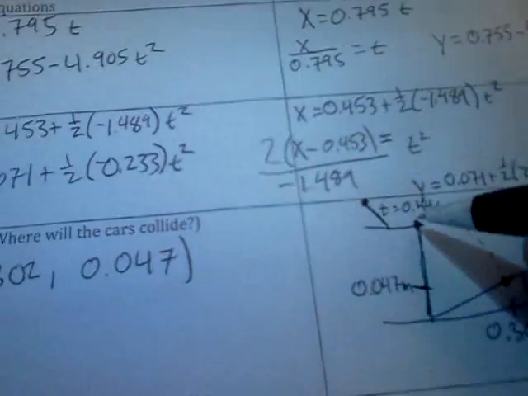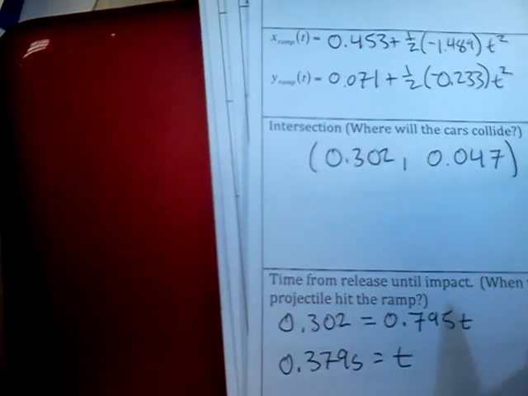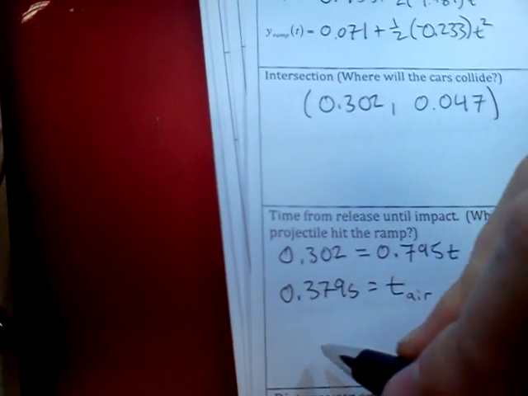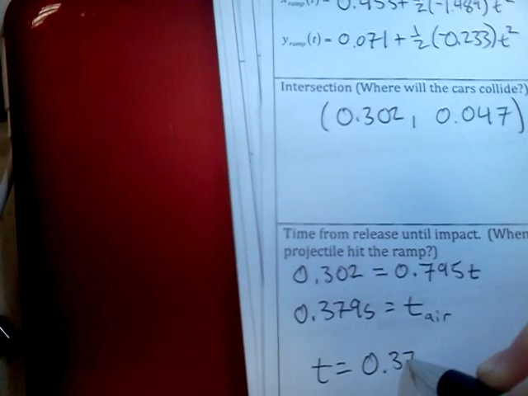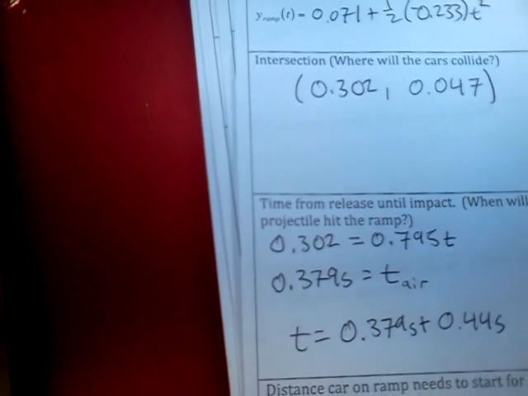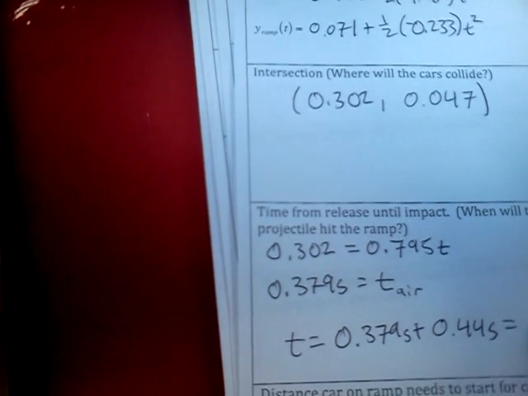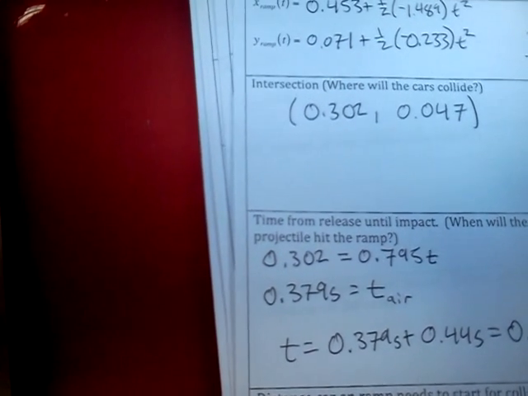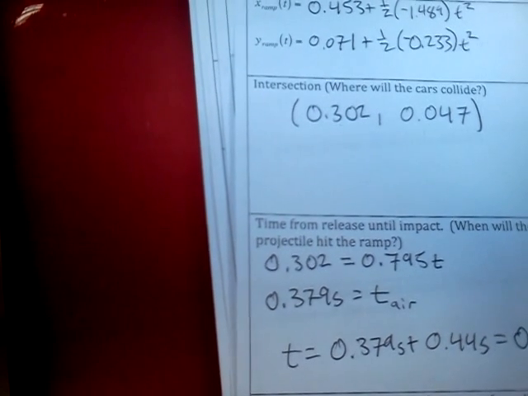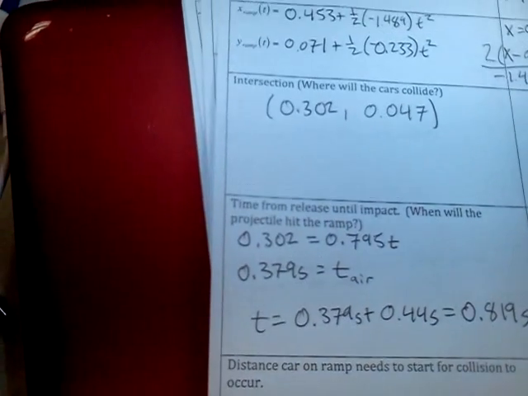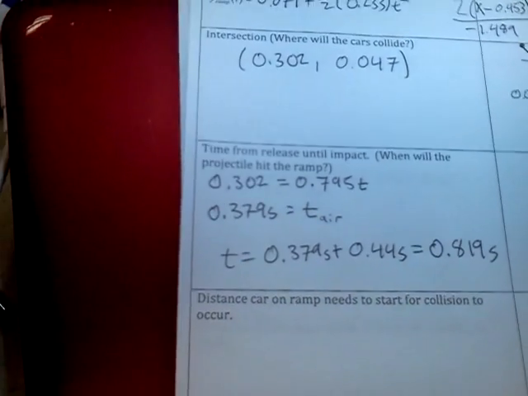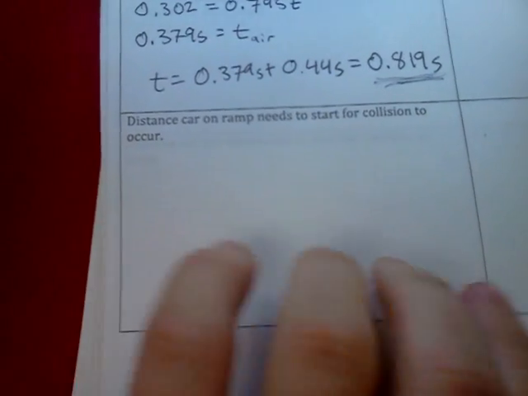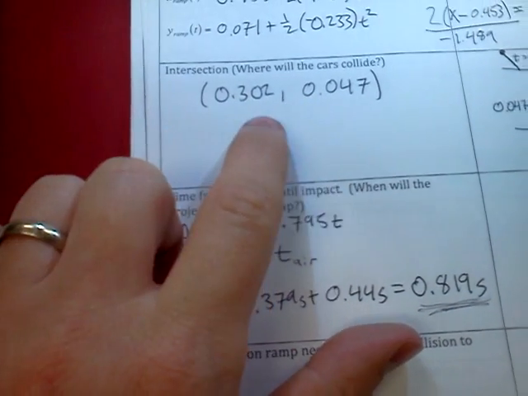But I have to remember to add back in this 0.44 seconds. So this is just the time that it's in the air. So my total time is actually going to be the 0.379 seconds plus the 0.44 seconds. And so that gives me a total time of about 0.819 seconds. Okay, so now with this time, I know how long my car on the ramp has until it needs to get to this same position.